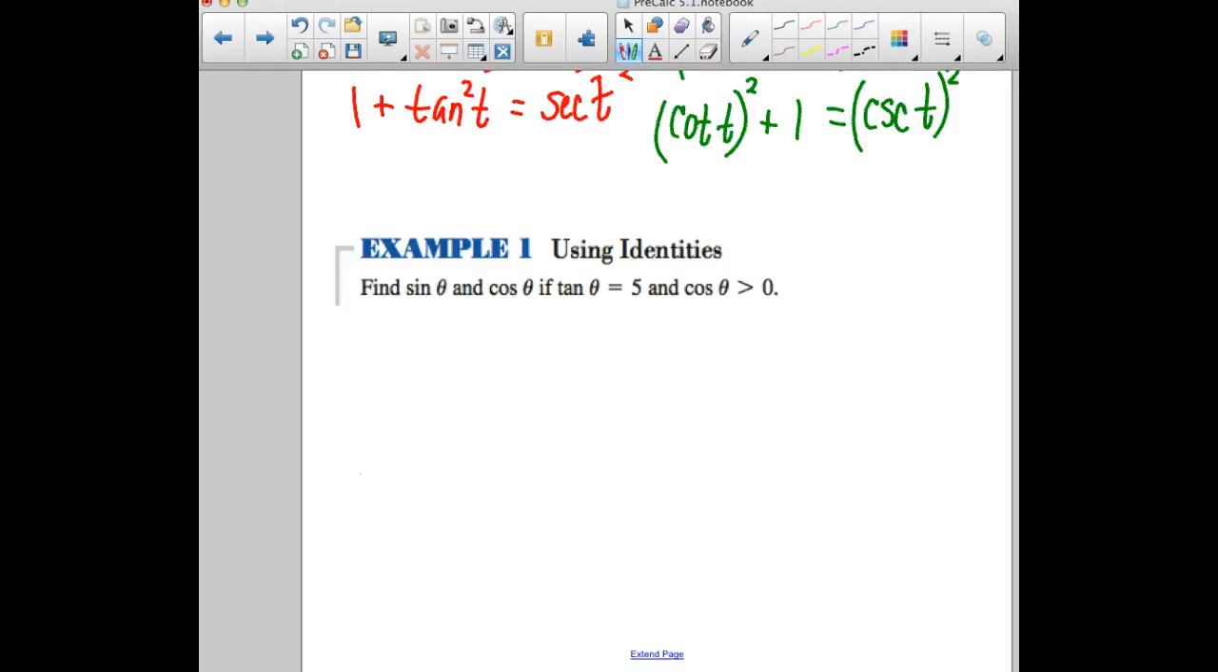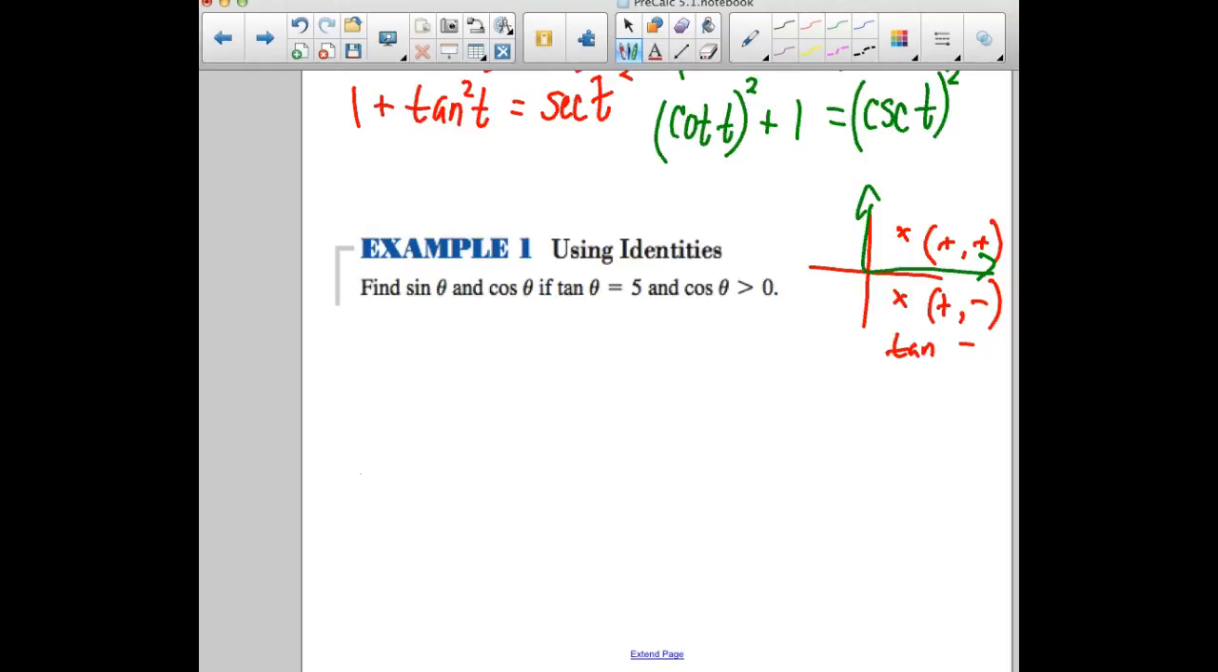All right, so example 1, it says find the sine of theta and cosine of theta if we're told the tangent is 5 and that the cosine is positive. So let's think about that. In what quadrant is cosine positive, which means our x-coordinates are positive, which means we could be in 1 or 4. And if you think about the signs of your coordinates, in quadrant 1, both x and y are positive. In quadrant 4, x is positive, y is negative, which would mean that our tangent would be negative in that quadrant. And since they're telling us the tangent is 5, that means we have to be in quadrant 1 somewhere.